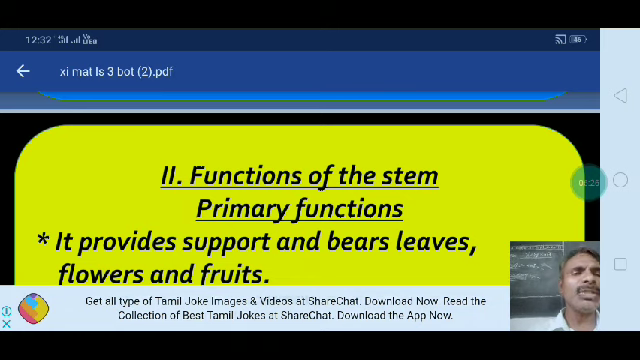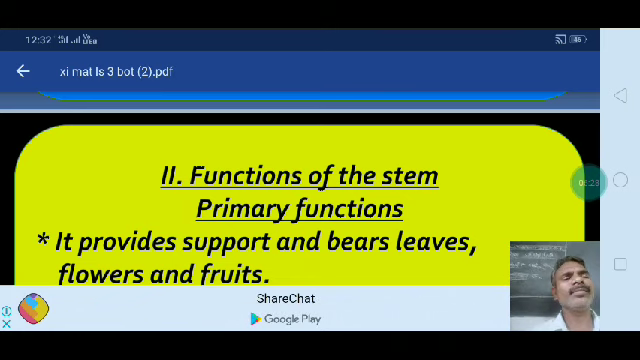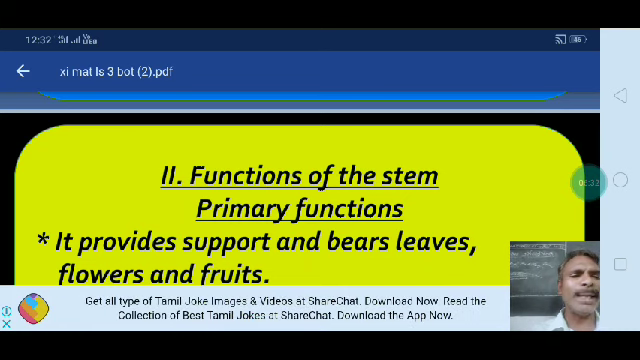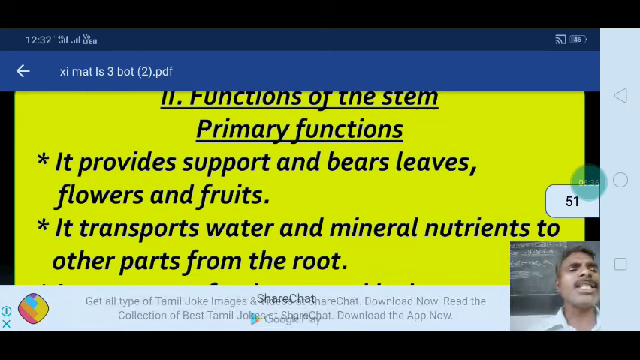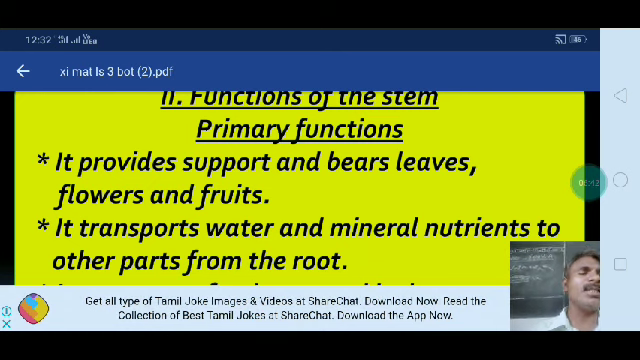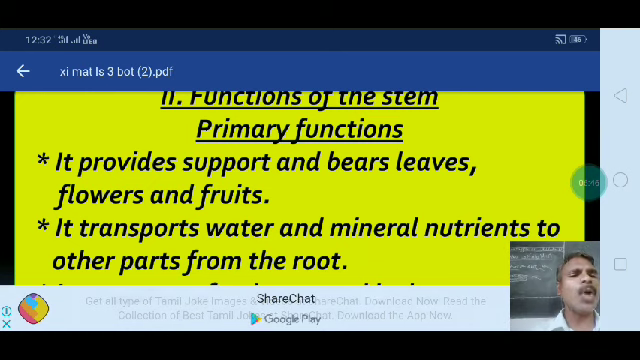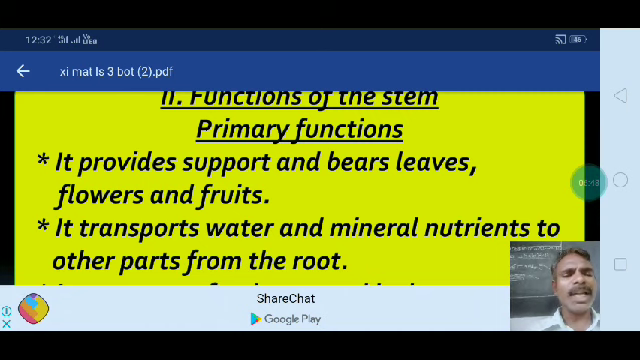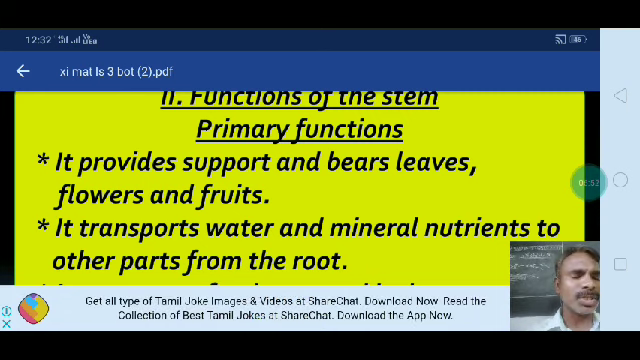Then next we pass on to what are the functions of stem. Primary functions and secondary functions are there. Primary function is very important. The functions of stem: it provides support and bears leaves, flowers and fruits. And it transports water and mineral nutrients to other parts of the plant.